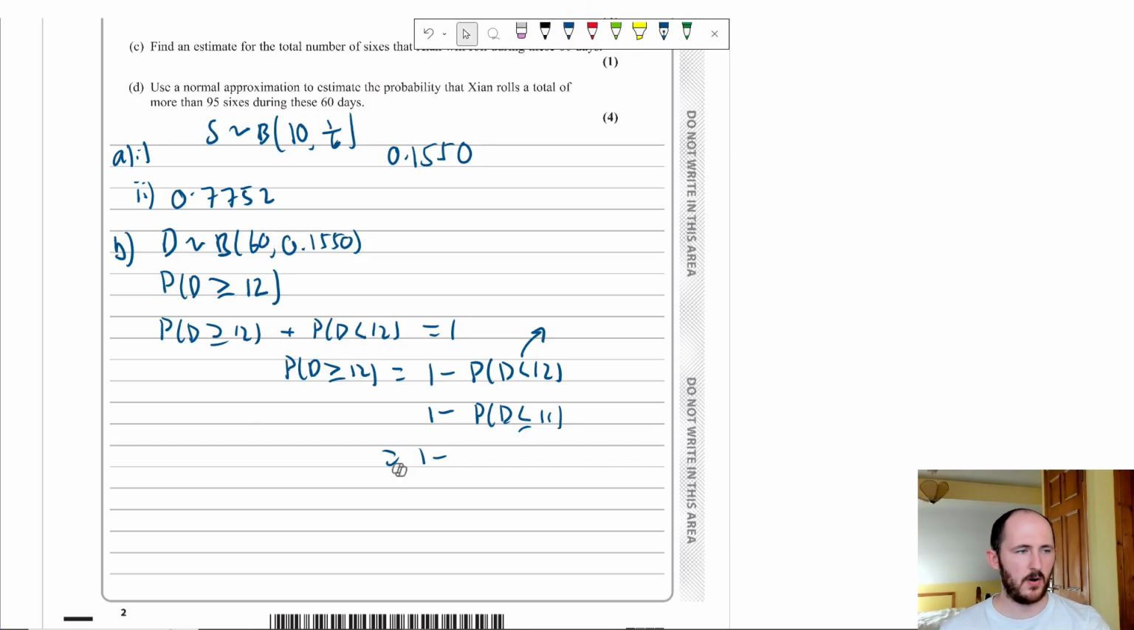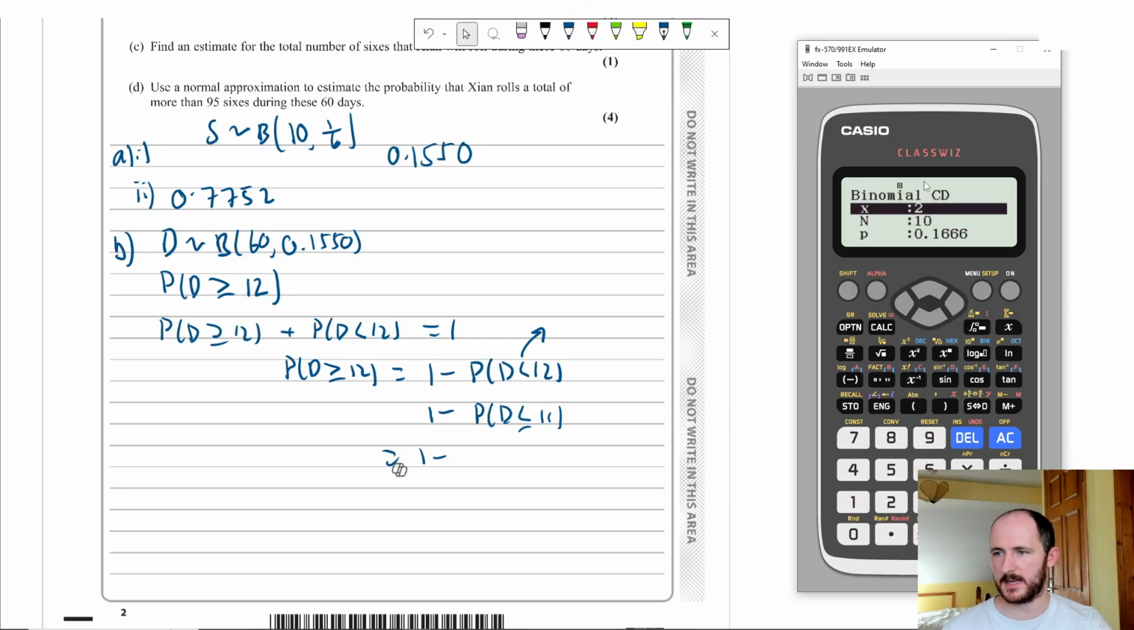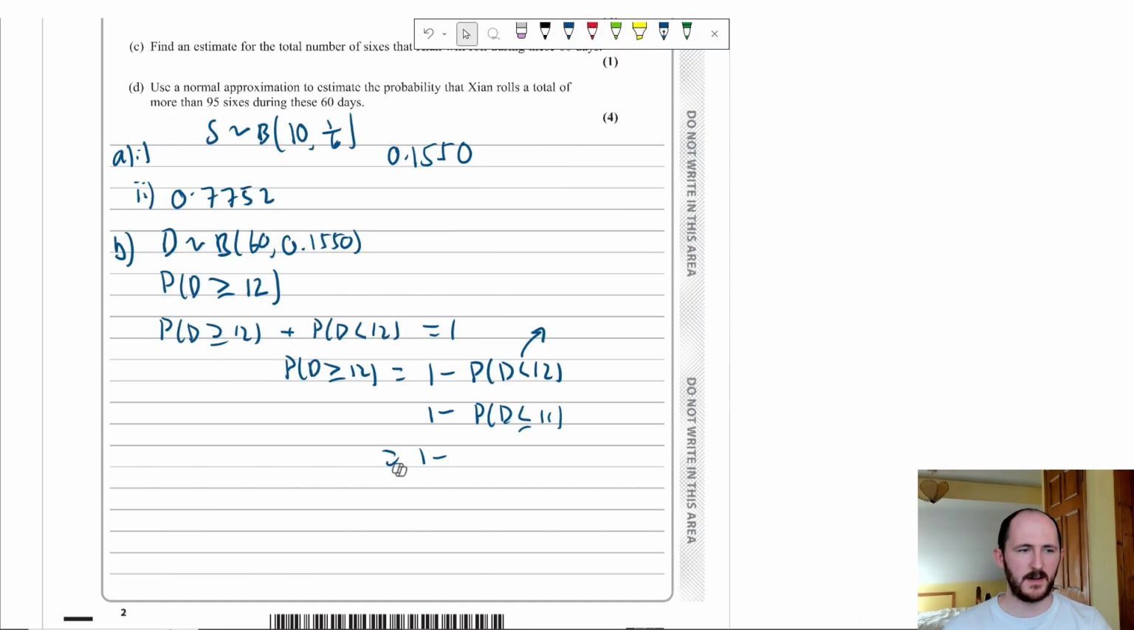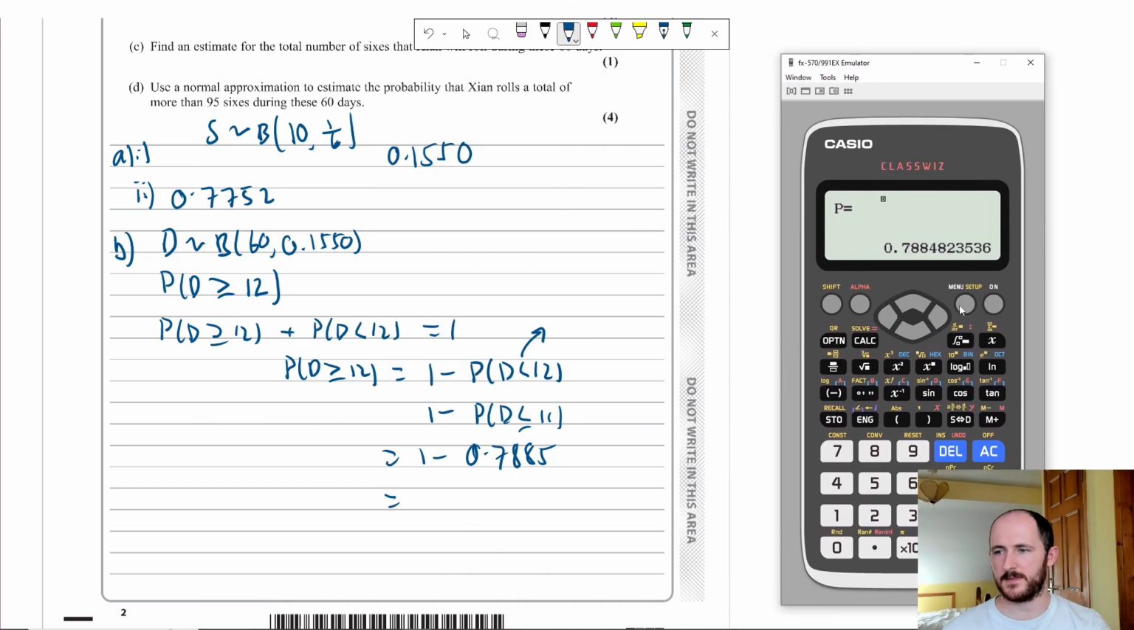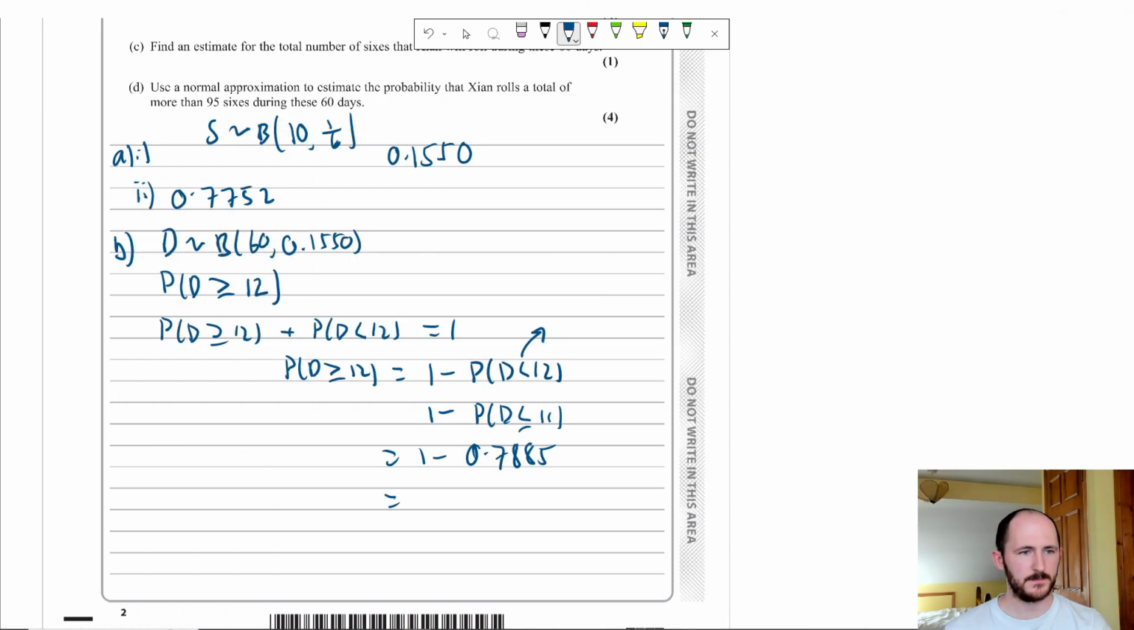So again, we're already on binomial CD, so that's lucky. X is now 11, n was 60, and the probability was 0.1550. So I get 0.7885 if I round that. By the way, I am just going to use the answer button to get the actual value. So, and we get 0.2115 as our final answer. So yeah, not too shabby there.